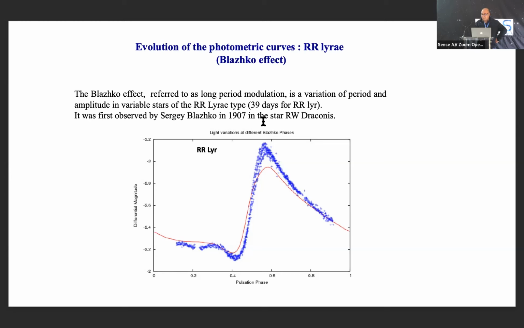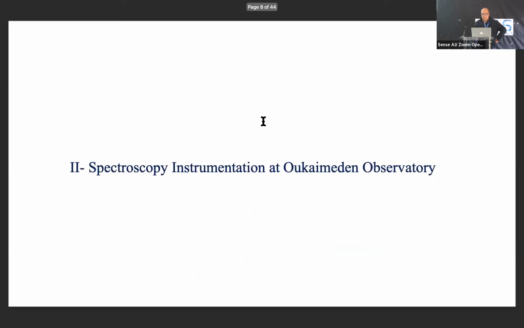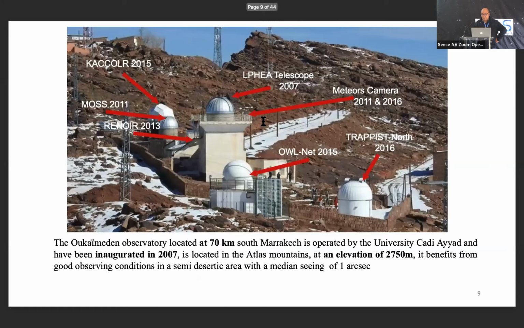Which instrument do we use to study these variables in our observatory? This is the second chapter. As you have seen this morning, we are here in the main dome in Oukaimeden Observatory, and our team makes observations, makes campaigns from this dome, and we work in remote mode.